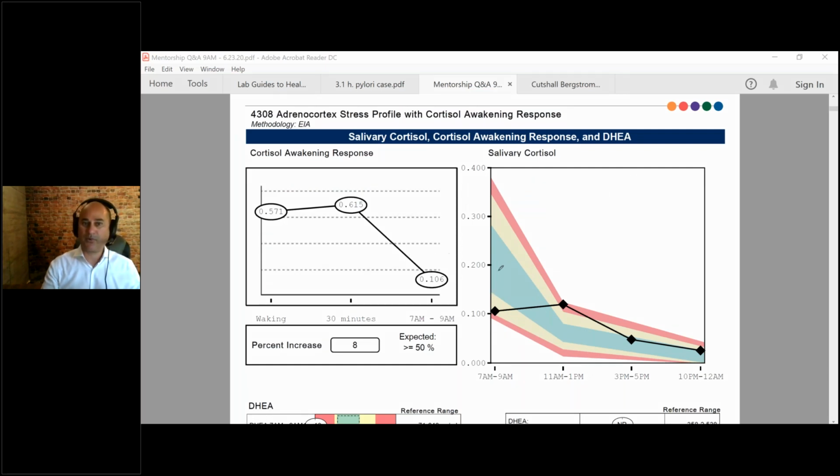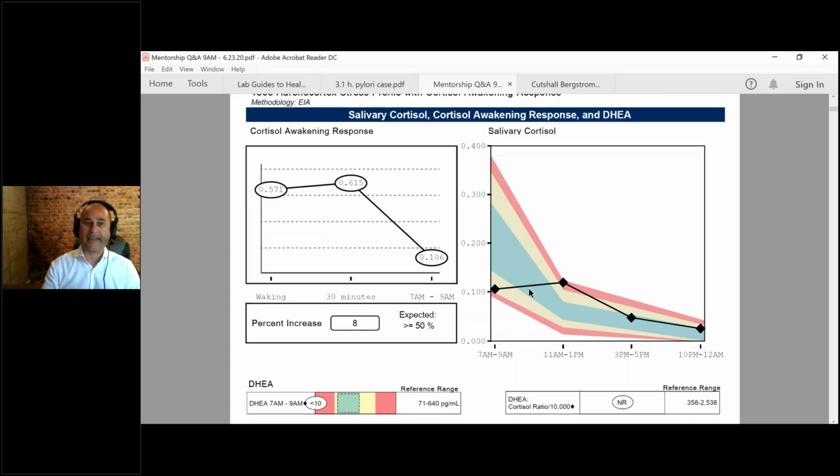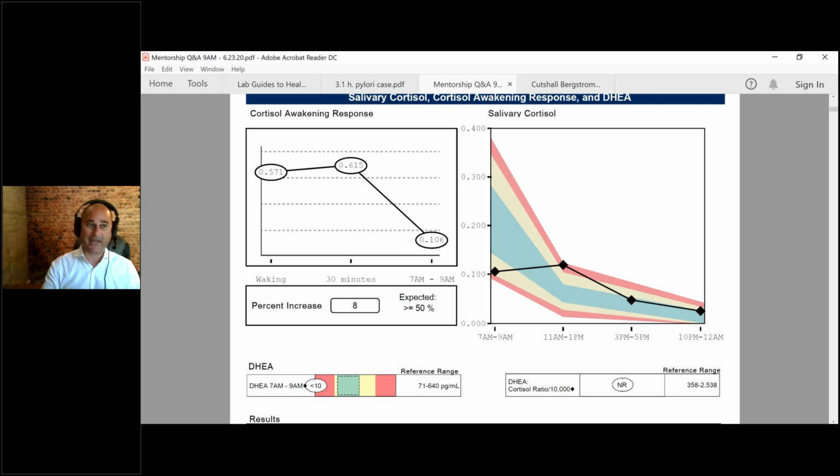pylori. So if a person has a cortisol awakening response like this, which is poor, percent increase 8, expected 50. That's a poor adrenal response first thing in the morning. And you can see the cortisol here in the morning is quite low. There's a couple of major HPA axis problems there. And then on top of that, if that wasn't bad enough, the DHEA levels are quite low.